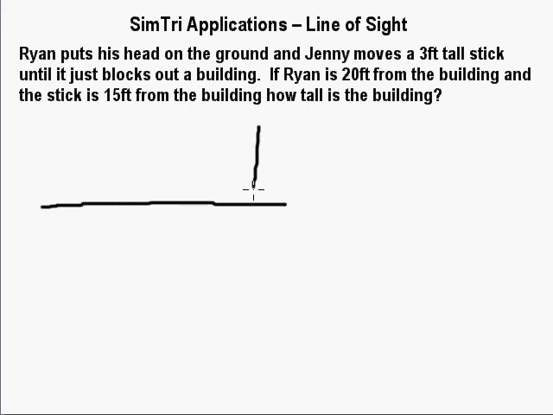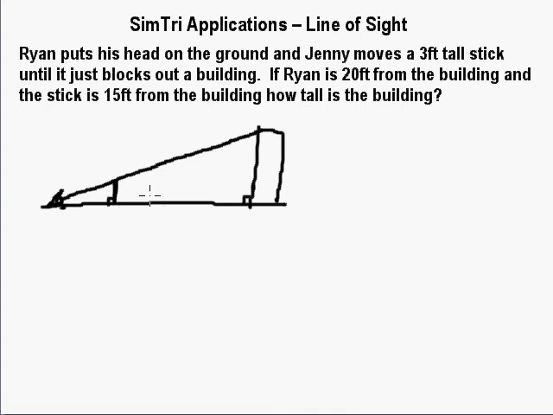Okay, so this time, it's pretty much the same thing, except you have flat ground here. So you have flat ground, and you have a building, and here Ryan's eye is on the ground because he put his head there. Oh no, they explained that. Good. So he's very close to the ground. It's negligible. We'll ignore the height of his eye. He's going to look up to the building, and she is going to move this 3-foot stick until plunk. Plunks it right there. So now it is blocking out the height of the building.